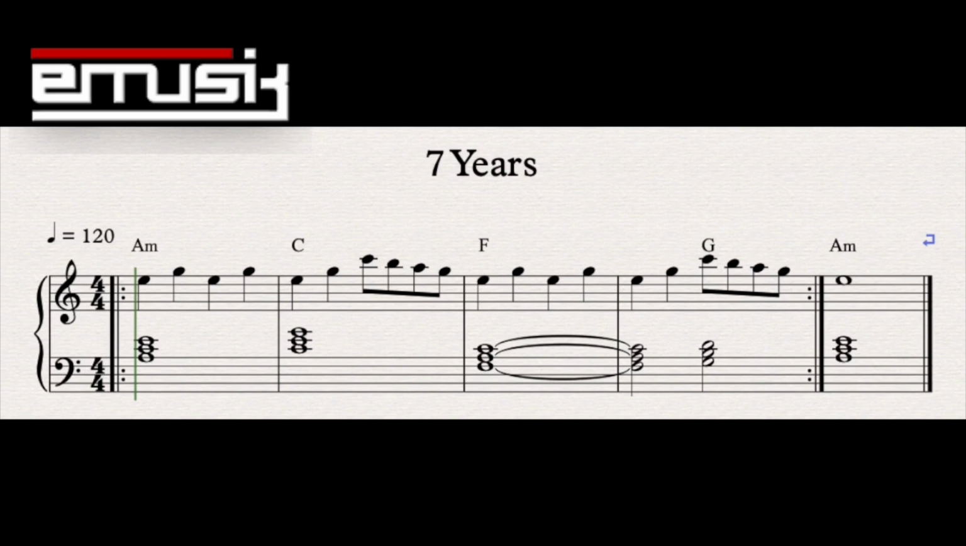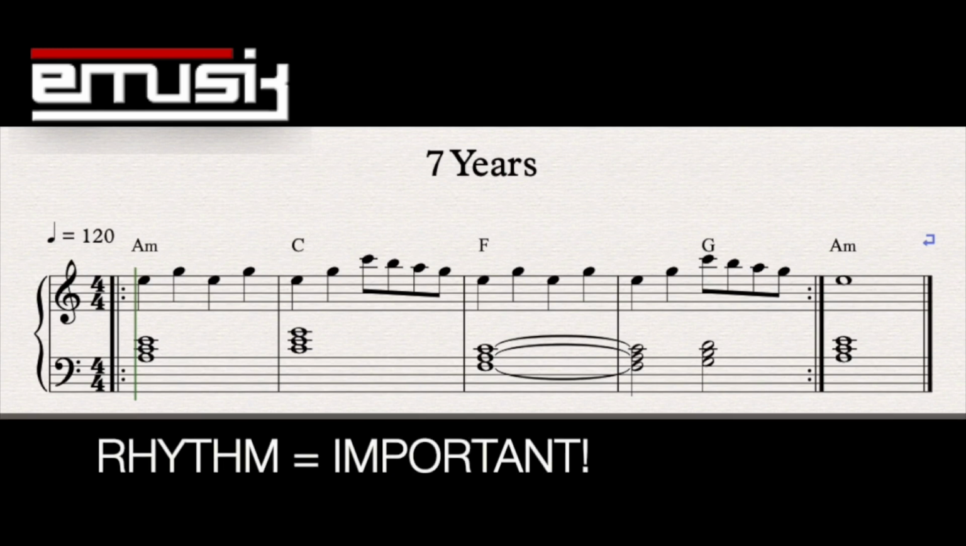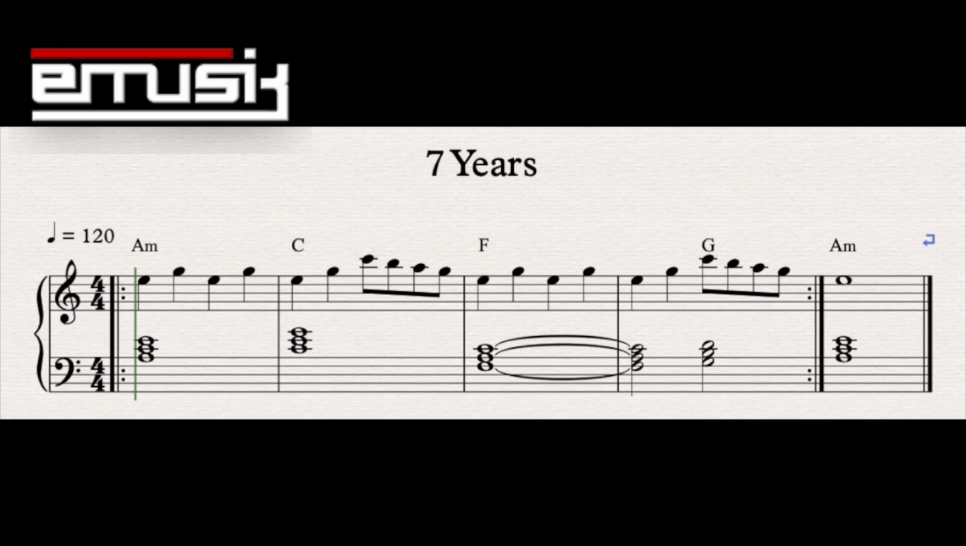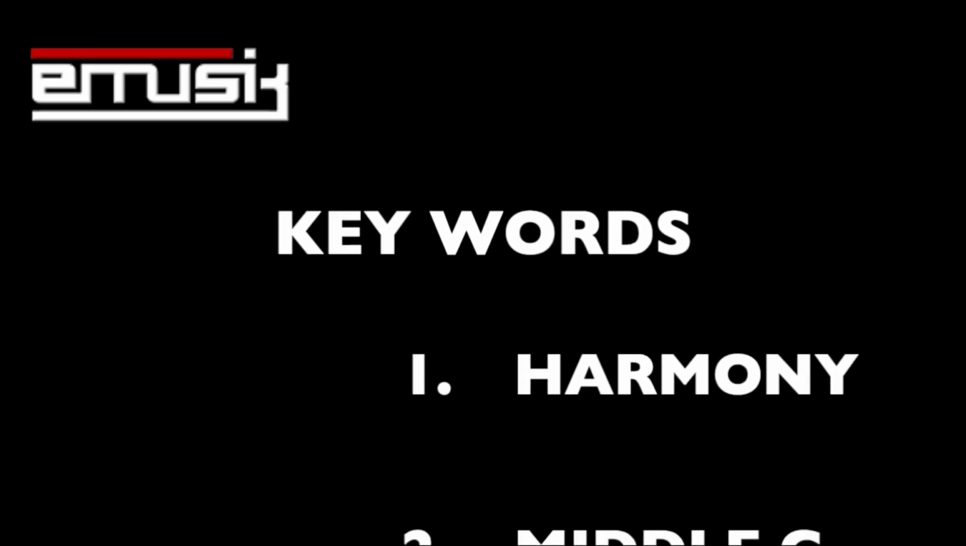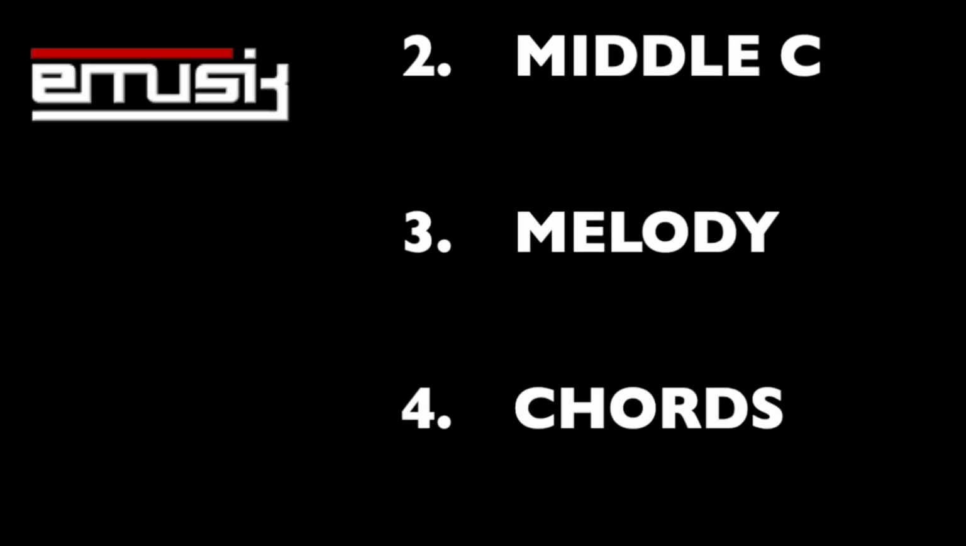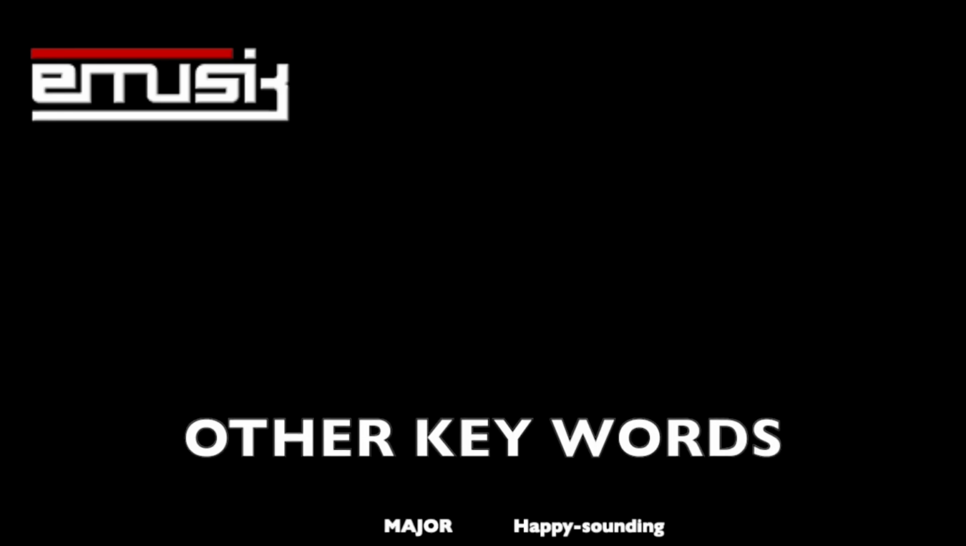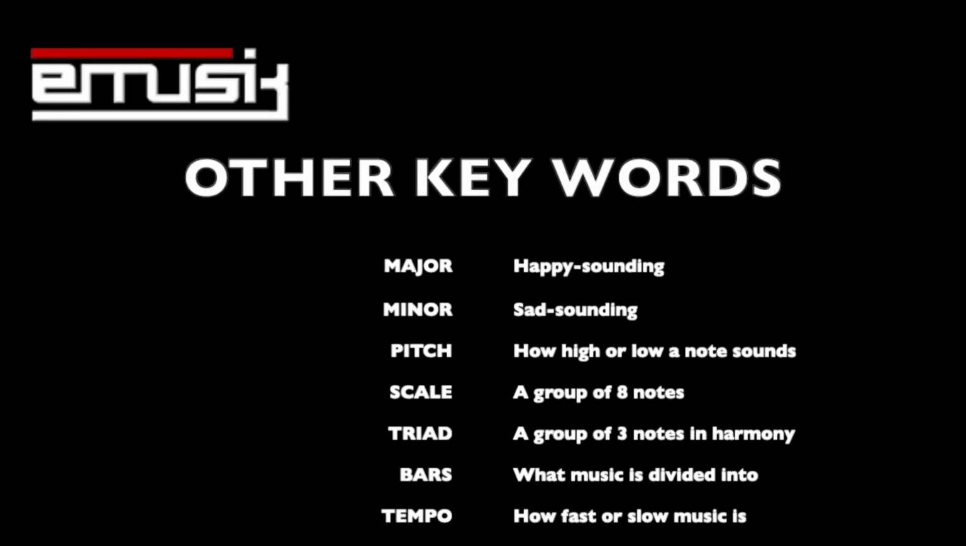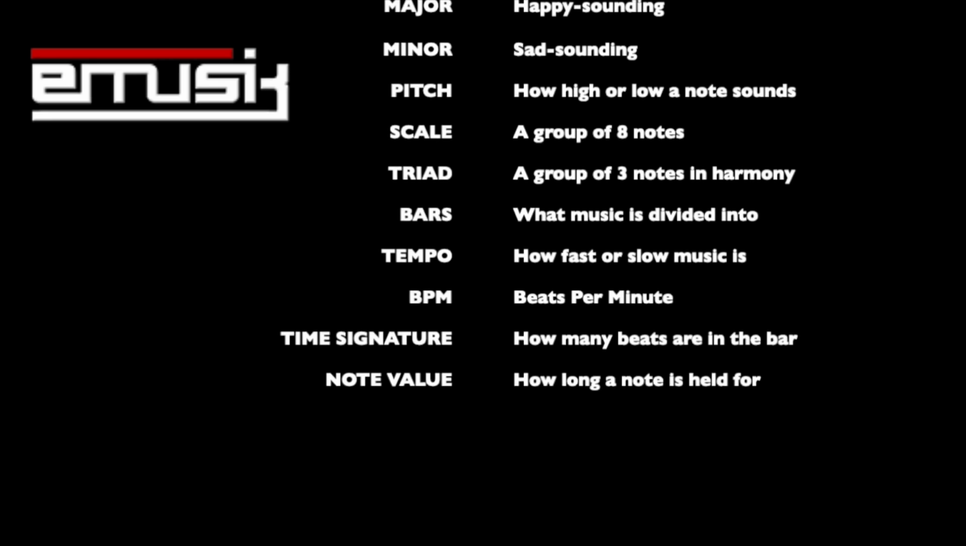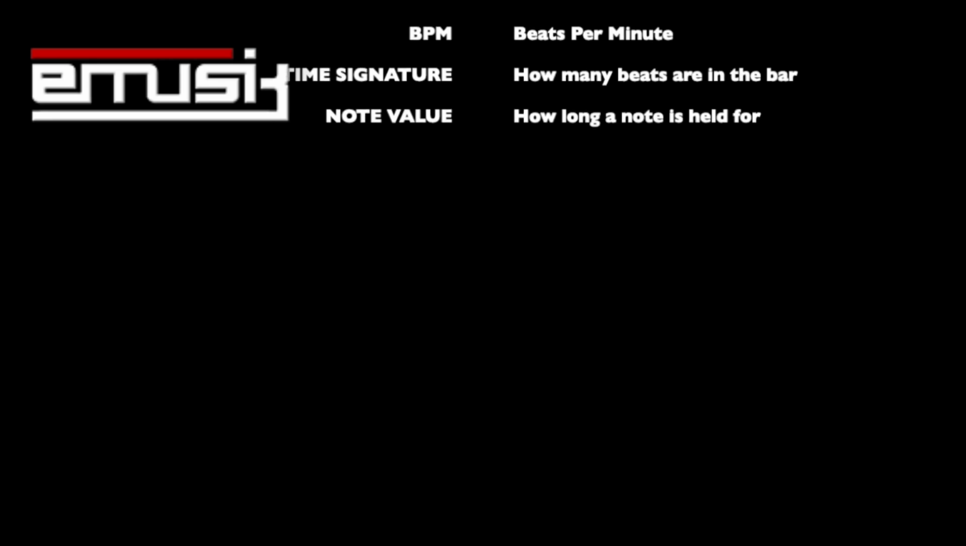Practice these note values off by heart, because whether you're a pianist, drummer, bassist, guitarist, trombonist, or even recorder player, your rhythm is one of the most important tools you can have as a musician. So, as a final recap, our key words are harmony, middle C, melody, chords, and rhythm. Also, guys, I've put a list of other keywords that I've covered in the video, so please feel free to have a look at them and recap in the video to go over everything you might have missed.